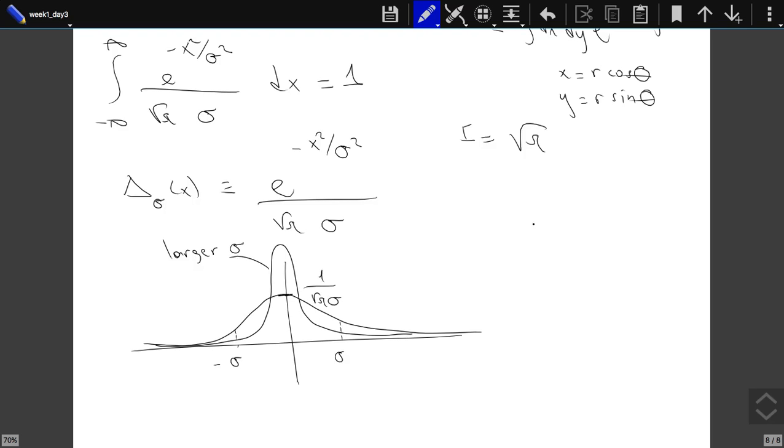So if you take the limit as sigma goes to 0 of delta sigma of x, it is 0 everywhere except at x equal to 0. It is infinite at x equal to 0. And since whatever the value of sigma is, its integral is always 1, in this limit, if you take the integral, again, it's just 1. The integral is 1. That is the definition of a Dirac delta. Now, there are many different representations of the Dirac delta function. These are just the simplest two of them.